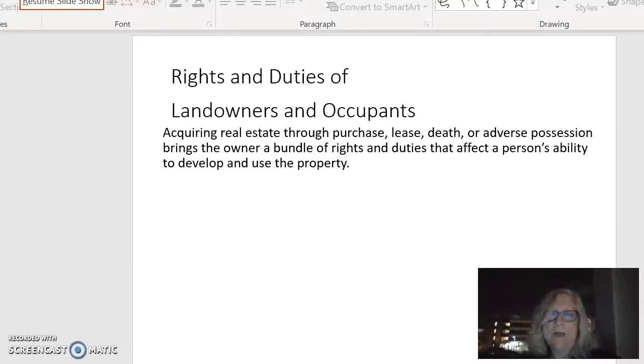So I'm back and I wanted to talk for a few minutes about rights and duties of landlords and occupants. One of my favorite chapters in the book, so I'm sorry I'm not in Jonesboro to enjoy this with you, but we'll do the best we can with this.